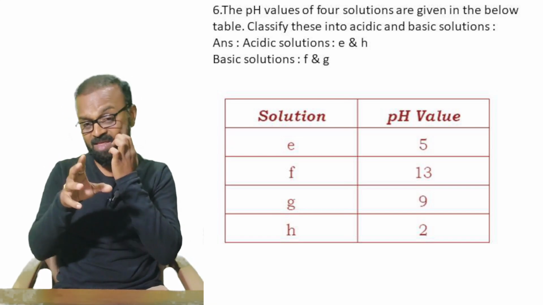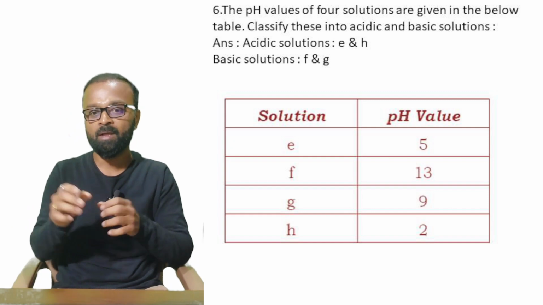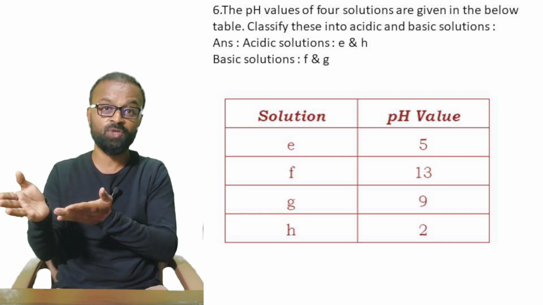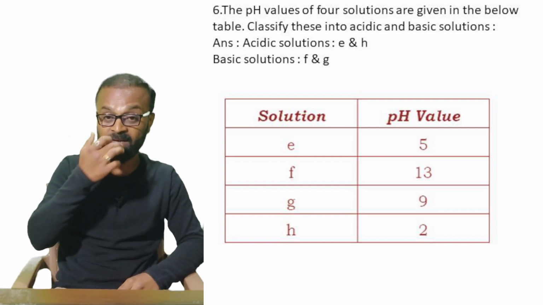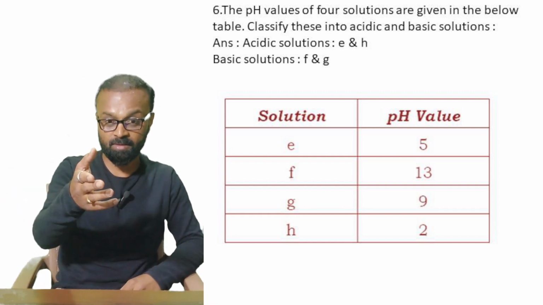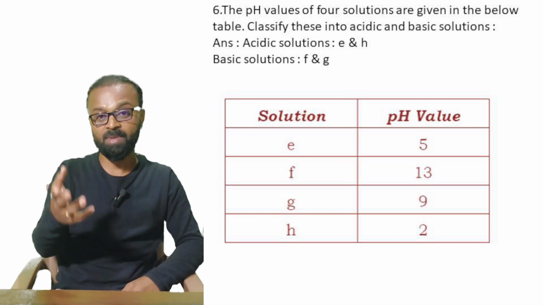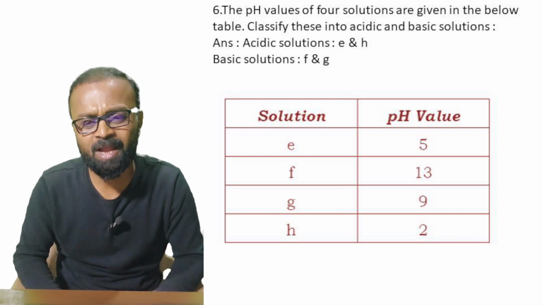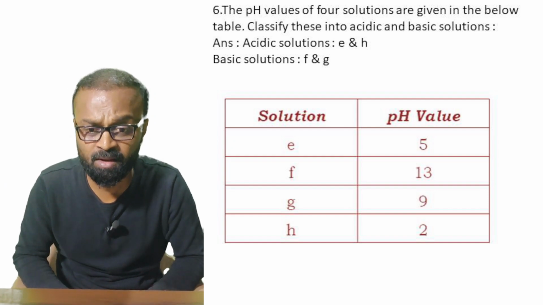And do not write, if they're asking for the acidic solution, what you will write is 5 and 2 as the acidic solution. No, those are the pH values. They are asking you to write the solution name, that is E and H. Similarly, for the basic solution, F and G. Don't write 13 and 9 and all. And sometimes they might ask which is the strong acid in that.